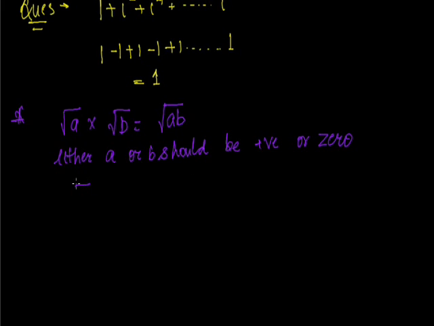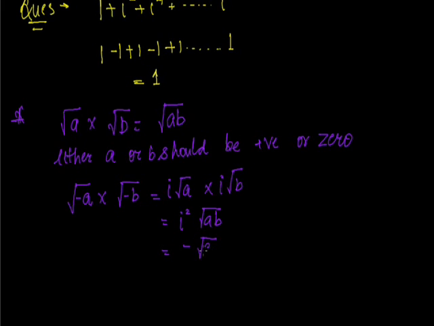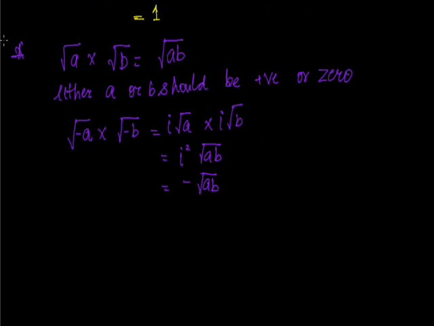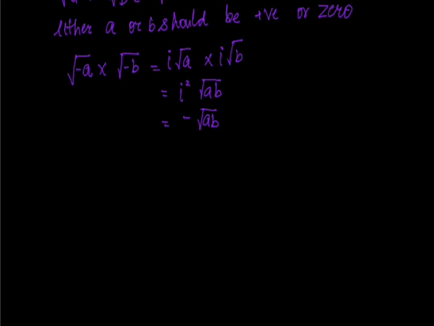If I get a case like root of minus a and root of minus b, then I write root of minus a as iota root a and root of minus b as iota root b. So it becomes iota square root ab, and iota square is minus 1, so that is equal to minus root ab. Let's do questions based on this.